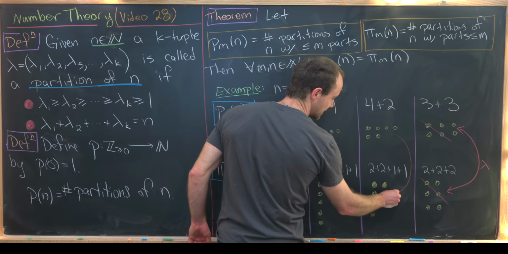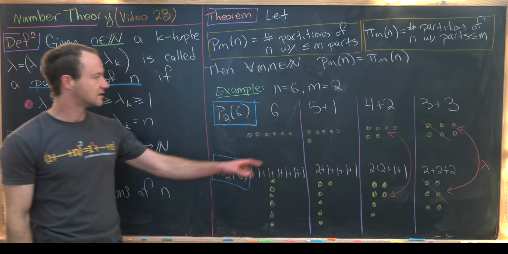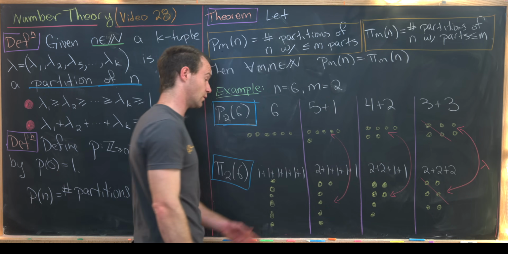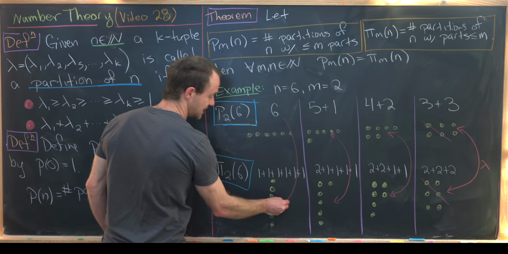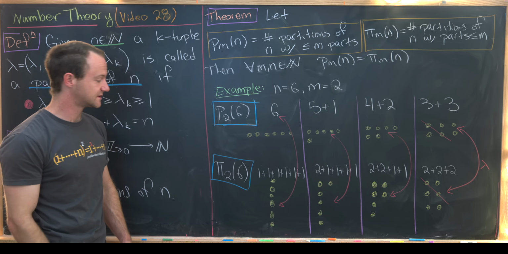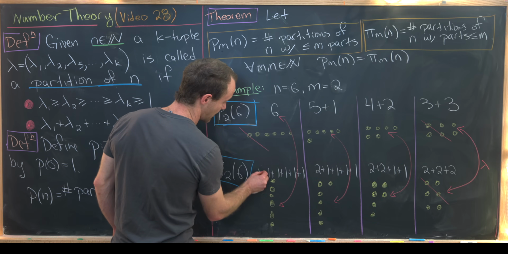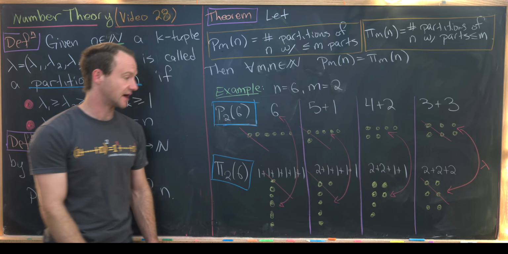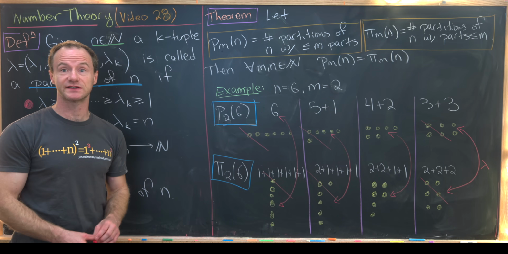Furthermore, the conjugate of this guy is equal to this guy and vice versa. The conjugate of 5 plus 1 is this 2 with some 1s. And finally, the conjugate of 6 is equal to the partition with all 1s. And again, all of that is pretty clear just from what happens with the folding in the Ferrers diagram. Okay, so now motivated by this example, let's look at a proof.